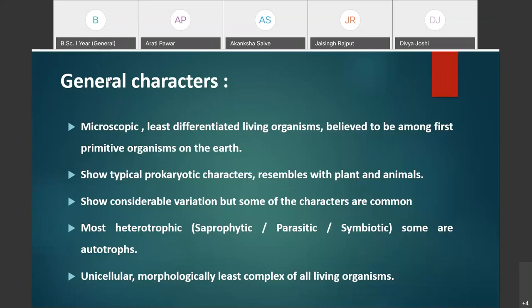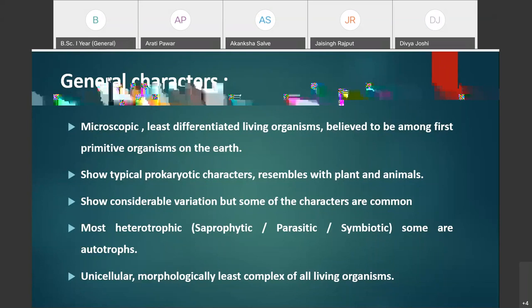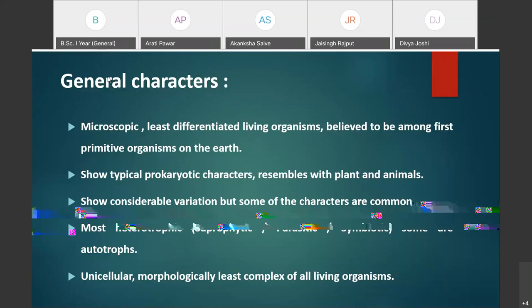The bacteria are microscopic, least differentiated living organisms. These are simple prokaryotic organisms and they are unicellular. That is why we are saying these are the least differentiated or least complex living organisms. They are believed to be among the first primitive organisms on the earth.